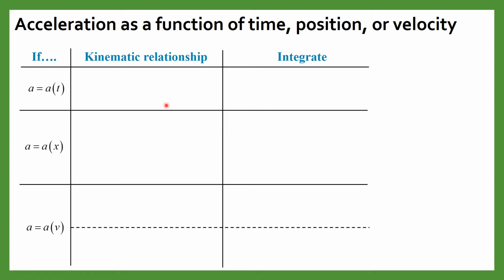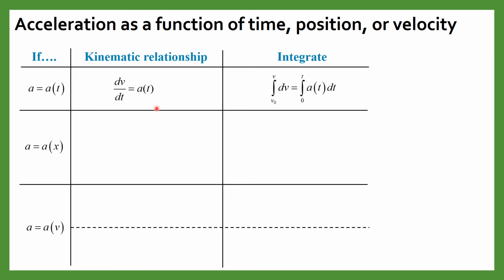Now in this slide we will see acceleration as a function of time, position, or velocity. So consider this table. Here we have acceleration as a function of time, position, and velocity. First we will see the kinematic relationships, and then we can see how we can calculate the motion.